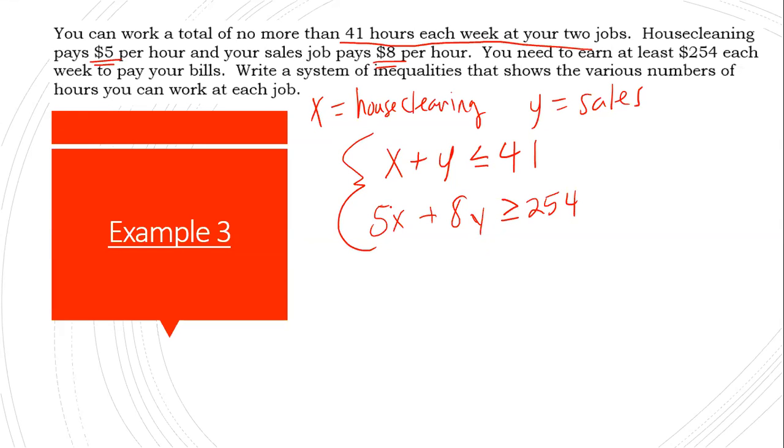Okay. So system made. I now need to get Y by itself. So to get Y by itself, for this one, I just have to subtract. So this is going to become Y is less than or equal to 41 minus X. On this one, I'm subtracting 5X and dividing by 8 to get Y by itself. So Y has to be greater than or equal to 254 minus 5X divided by 8. Now I have my system written with Y isolated.